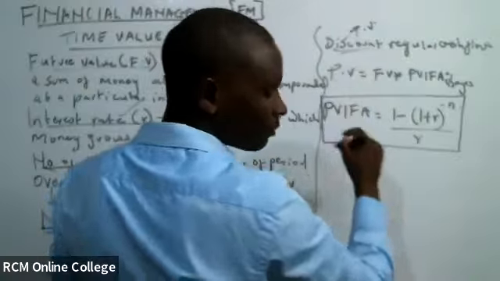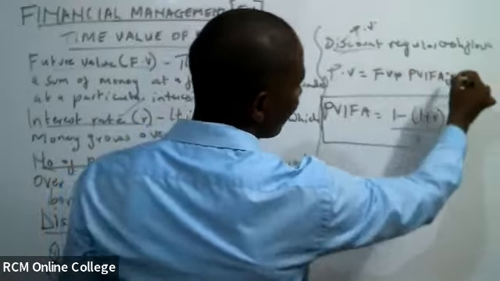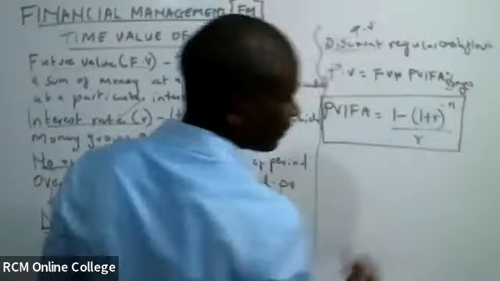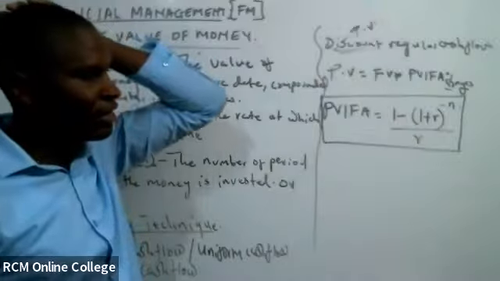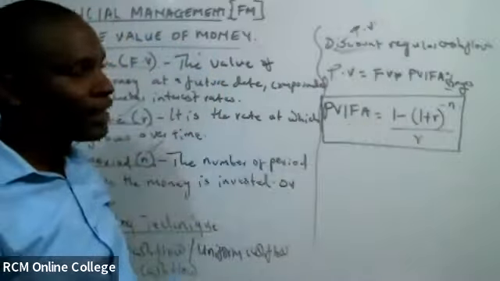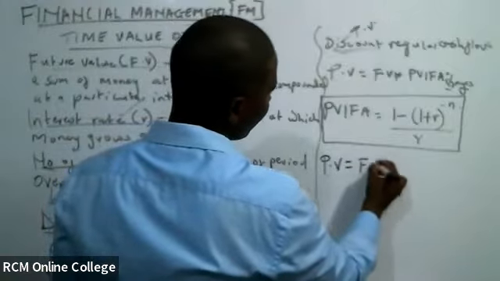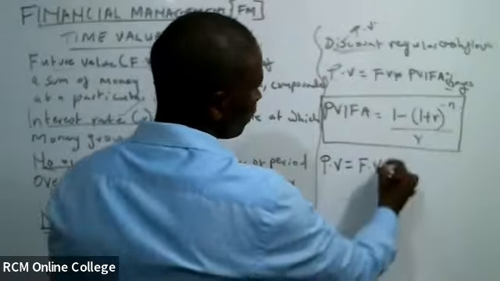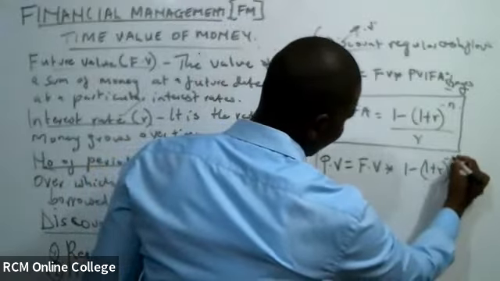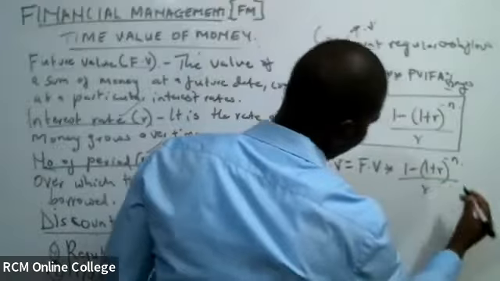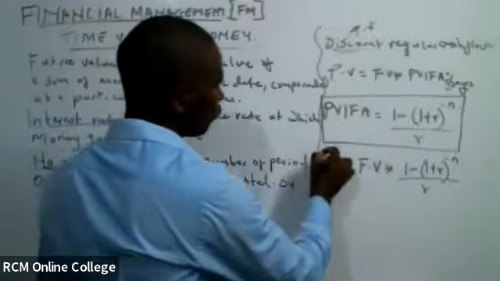Present value is equal to future value times PV-FAR for R% n years. R is the rate, n is the number of years. If I want to put it all here, present value is equal to future value times 1 minus (1 plus R), remember to put that bracket, raised to negative n, divided by R. And if I do that, this will give me the present value.